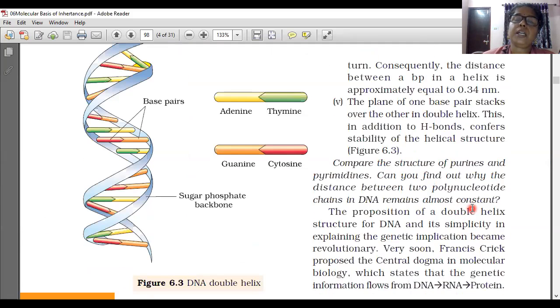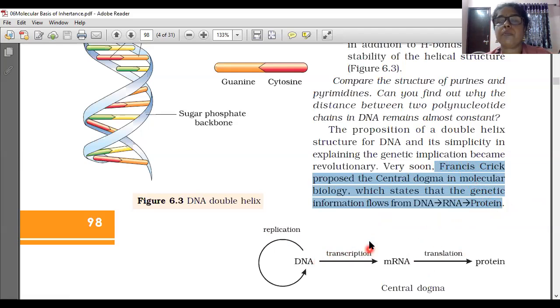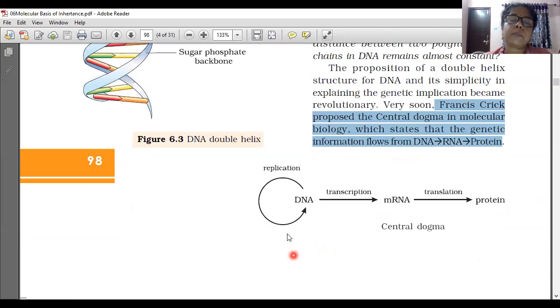Now afterwards we learned the central dogma. This is the diagram explaining the central dogma. The central dogma, proposed by Francis Crick, states that genetic information flows from DNA to RNA to protein. From DNA first it comes to RNA, and from RNA it goes to protein. If the central dogma is asked, you have to draw this diagrammatic representation along with the answer. DNA to messenger RNA to protein.